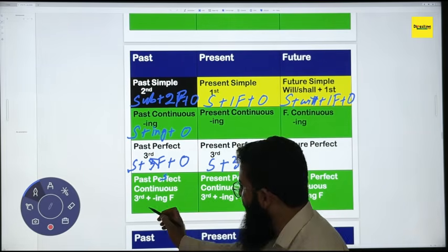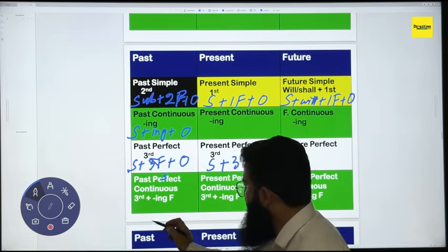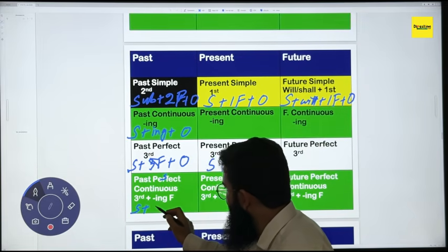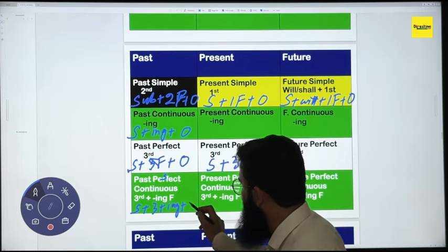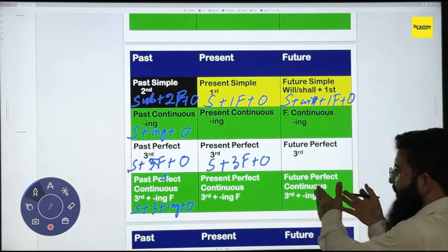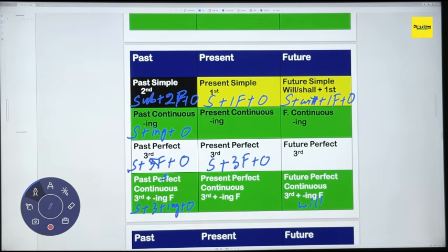The structure of the last one, if you can do this, we are done with the structure of the tenses forever. That is subject plus third form plus ing form plus object. Same for this, but here you have to add will. That's clear. You have to remember them.